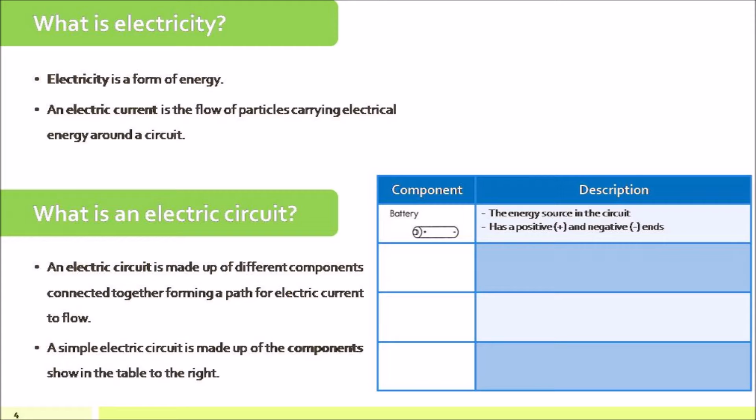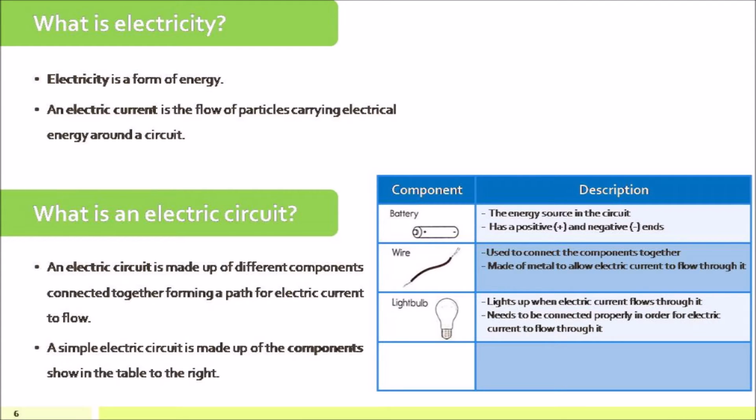The first component of an electric circuit is the battery. It is the source of energy in the entire circuit. It has both a negative and a positive end. The wire is the piece that connects all the components together in a circuit. It is made of metal to allow electric current to flow through it. The light bulb lights up when electric current flows through it. It needs to be connected properly in order for electric current to flow.